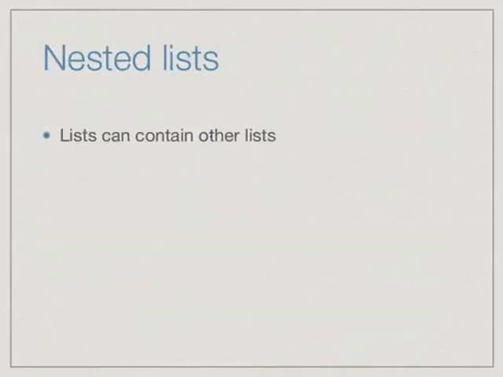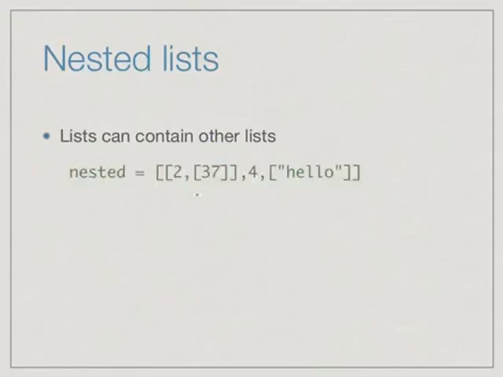Now, lists can contain other lists, so this is called nesting. So, for example, we can have a nested list. This contains a single value at the beginning, which is another list. So, this is position 0, this is position 1, and this is position 2. Position 1 is a single simple value, an integer 4.